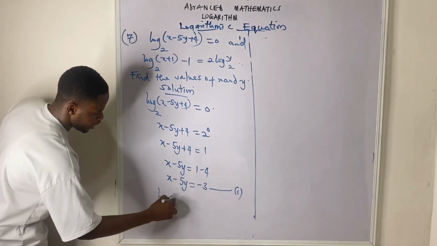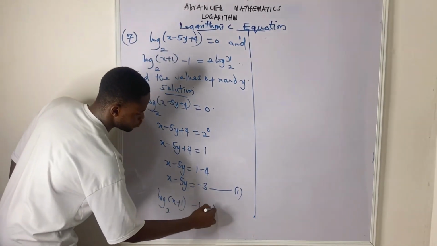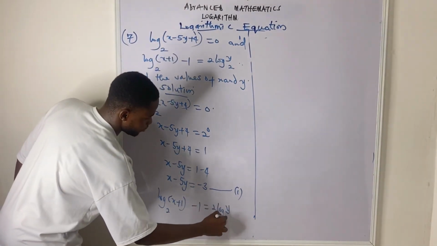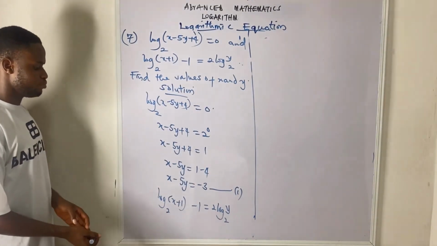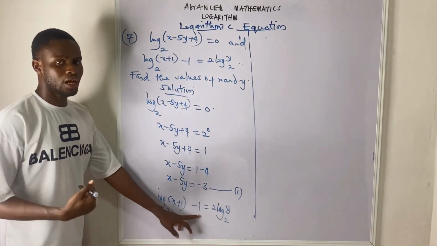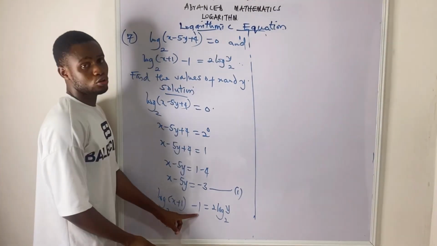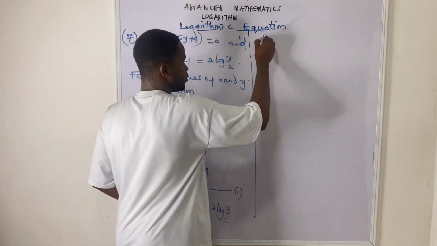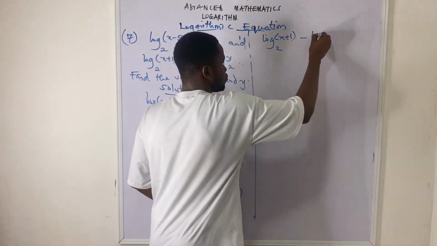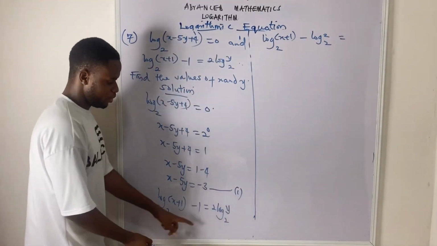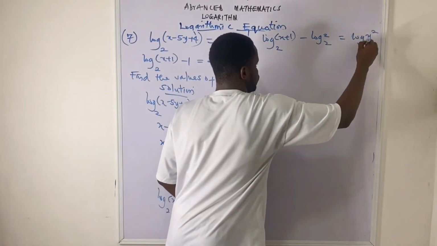Log (x plus 1) base 2 minus 1 equals 2 log y base 2. So how do you simplify this? It's very simple. You know that the log of a number with that same number as the base is always 1. You can change the 1 here to log 2 base 2. And that will simply be log (x plus 1) base 2 then minus log 2 base 2 equals, you can simply change this 2 back to the power, and that will be log y to the power 2 base 2.